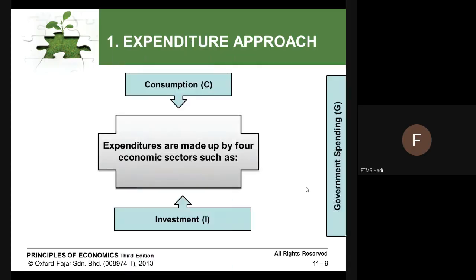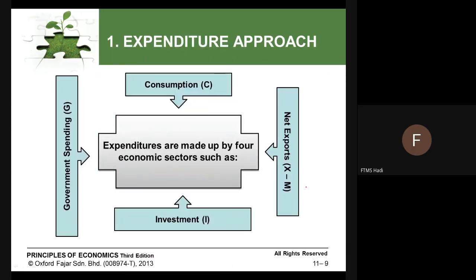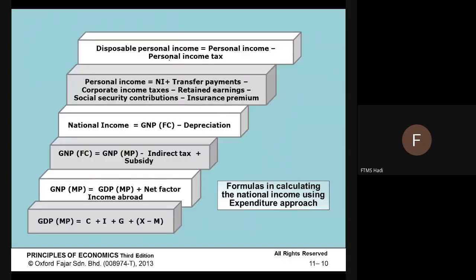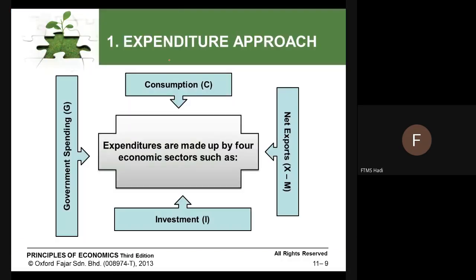Okay, so let's have a look at the expenditure approach. What does expenditure approach mean? Expenditures are made by four economic sectors. The value of national income is measured by, the first one, consumption. What does consumption mean? Okay, consumption, in Malay we call it kepenggunaan, or consumer spending.